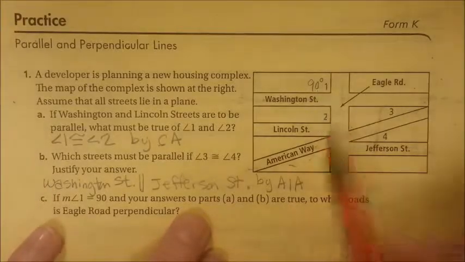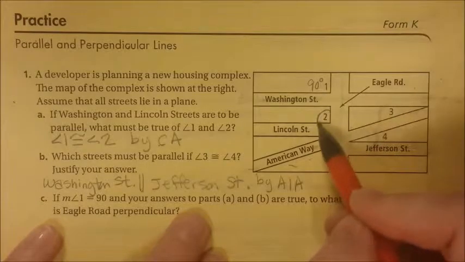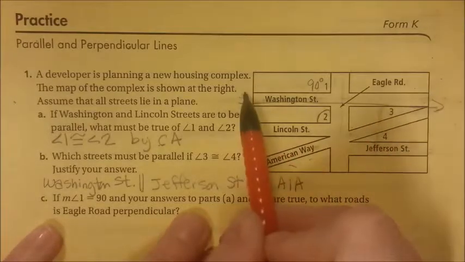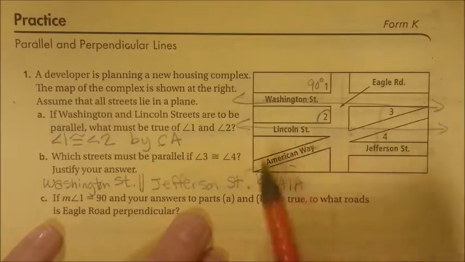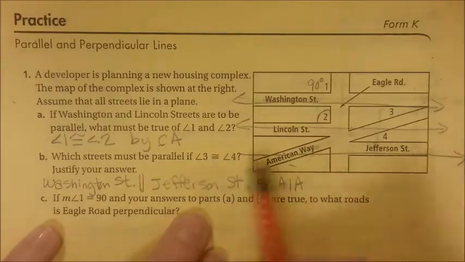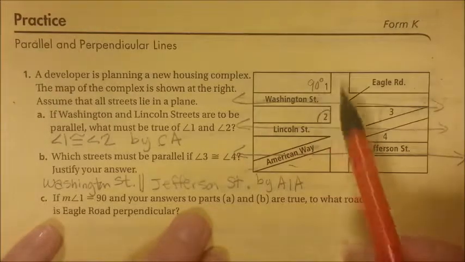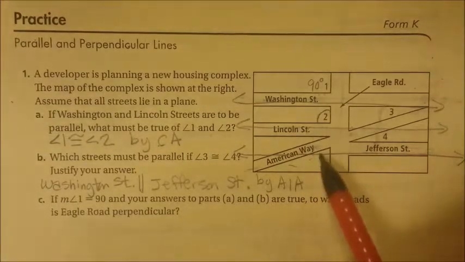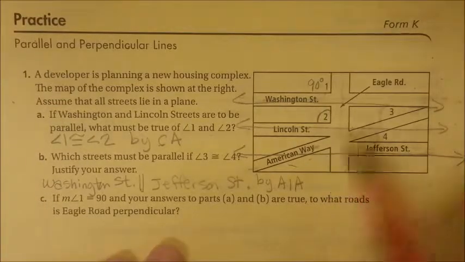If that's 90 and our answers are true from above, so we had angle 1 was congruent to angle 2, we knew that Washington was parallel to Lincoln. And we also knew that Washington is parallel to Jefferson. So if Washington is parallel to Lincoln and Washington's parallel to Jefferson, what does that tell you about Lincoln and Jefferson? By the transitive property, Lincoln and Jefferson are also parallel to each other. So all three of these are parallel to each other.